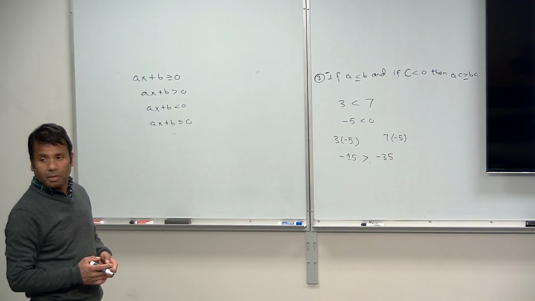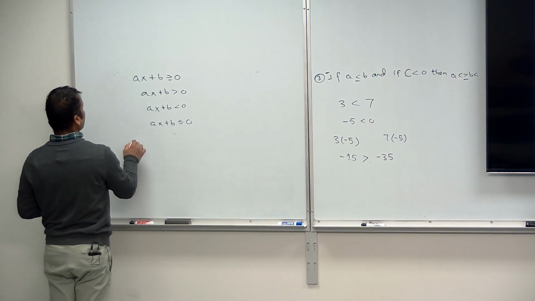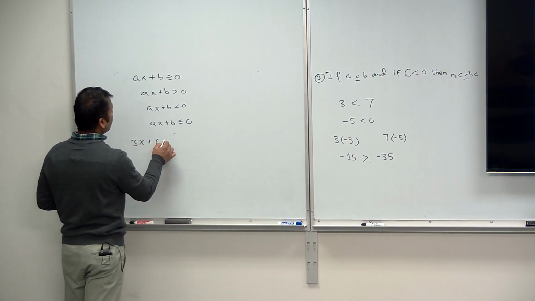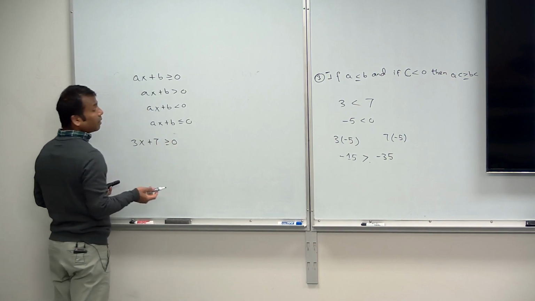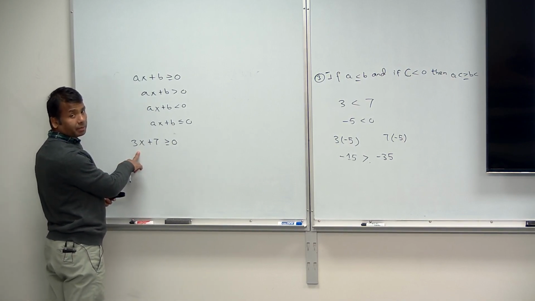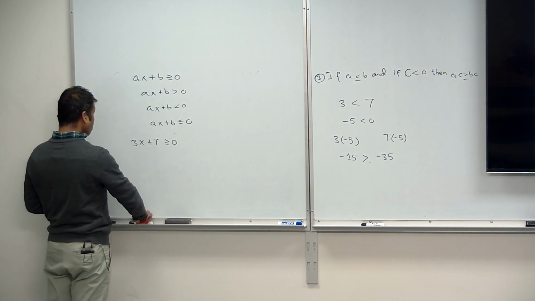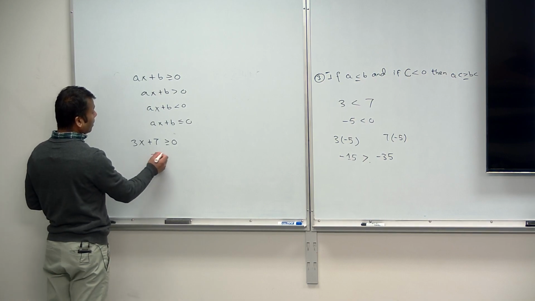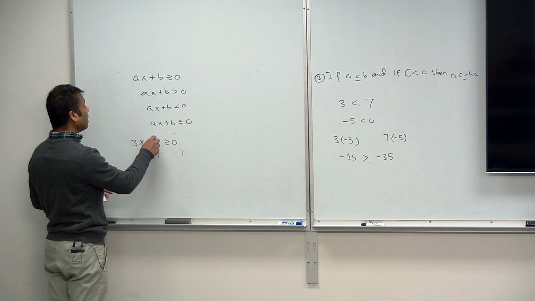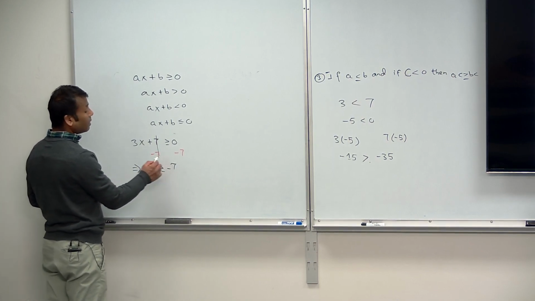It's simple. For example, let's say 3x plus 7 is greater than or equal to 0. How do you solve this? You isolate x, right? So you subtract 7 from both sides and cross them out. So this is 3x is greater than or equal to negative 7.